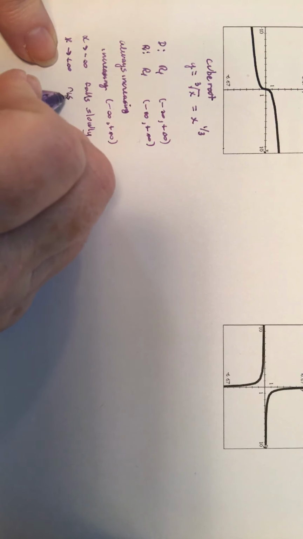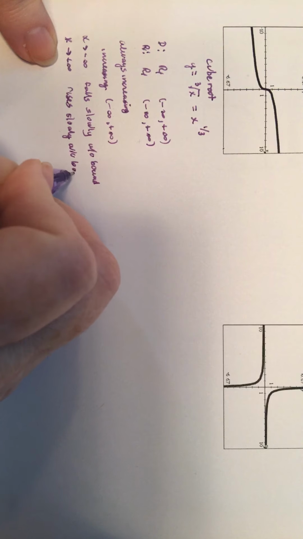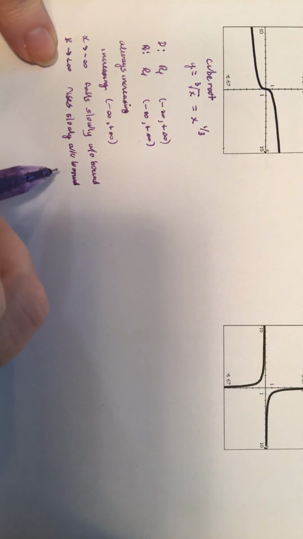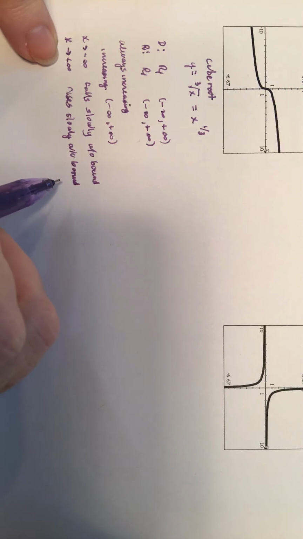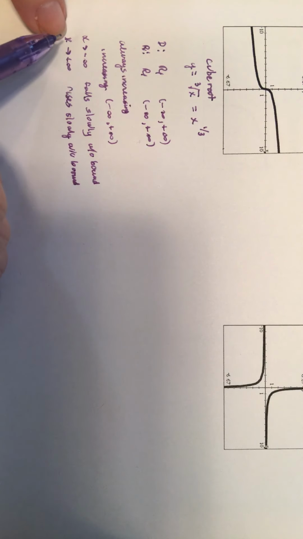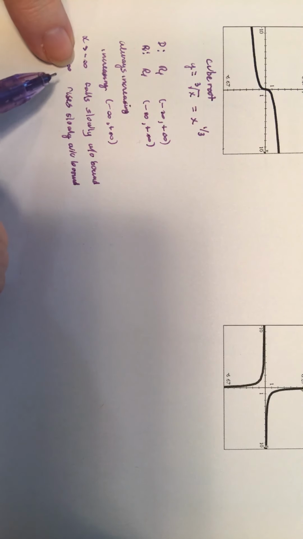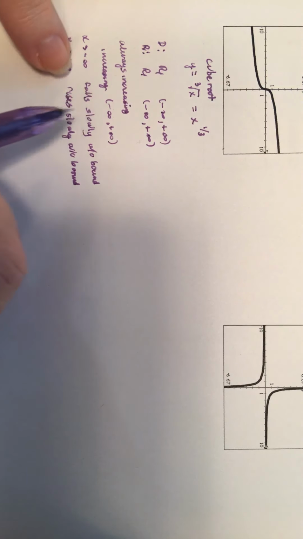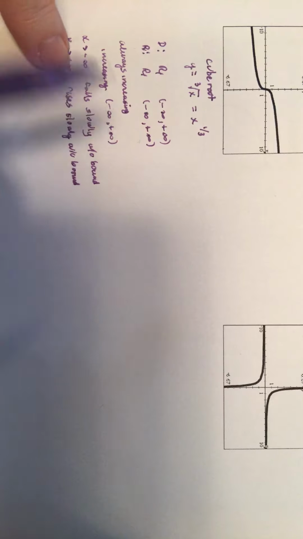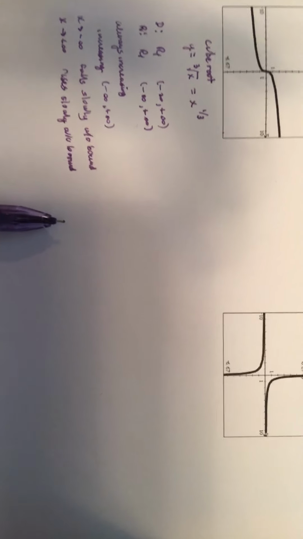So this one rises slowly without bound. Or you could say rises slowly approaching positive infinity. Again, without bound simply means infinity. So x is decreasing without bound, y is decreasing slowly without bound, going to negative infinity; and x is increasing without bound, y going to positive infinity. Okay, so much for video number 2.